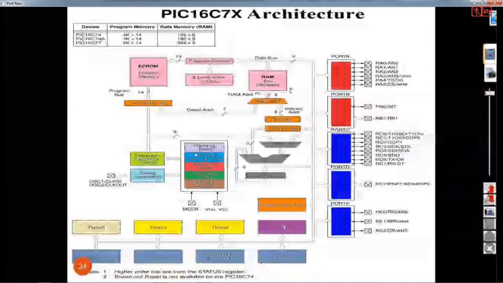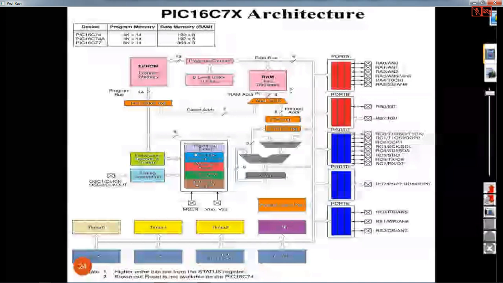This is flash program memory. That is what the difference is. Here it is EEPROM; this is PIC 16C66. This C stands for EEPROM, but this microcontroller 16F877 has on-board or on-chip flash memory, right? So this is 14 bits. That is the architectural difference.